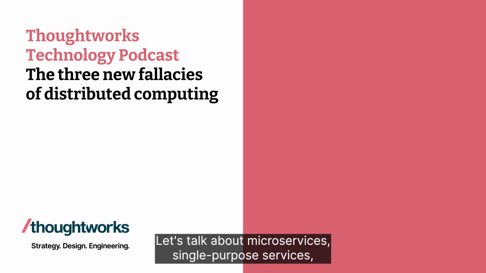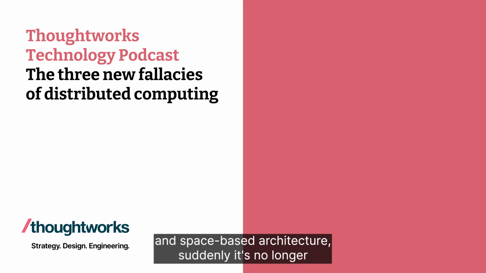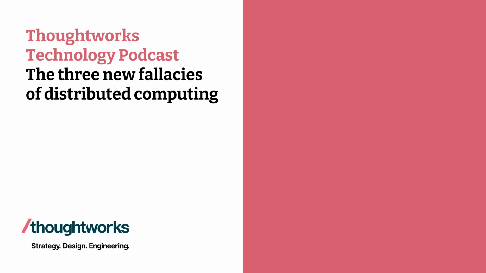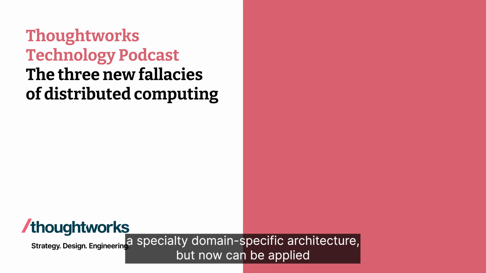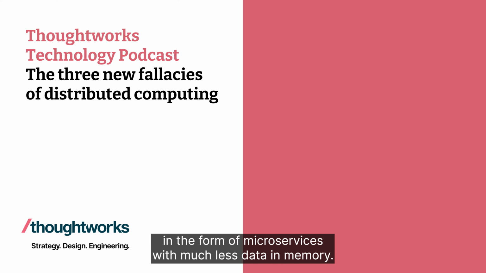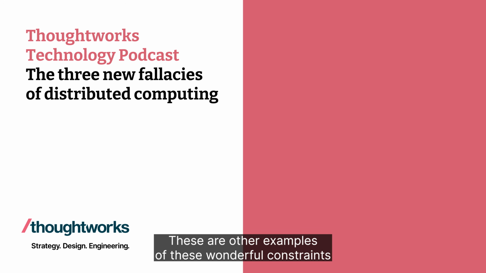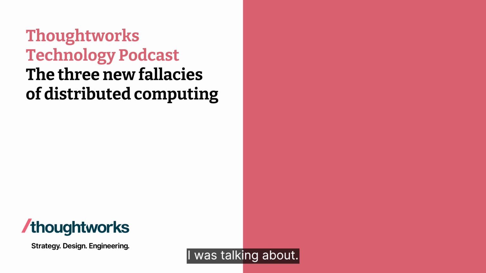Well, let's talk about microservices: single-purpose services with much more limited data that they act on. And if you form this hybrid between microservices and space-based architecture, suddenly it's no longer a specialty domain-specific architecture, but now can be applied to a whole host of problems because those services in space-based are in the form of microservices with much less data in memory. And so these are other examples of these wonderful kinds of constraints I was talking about.